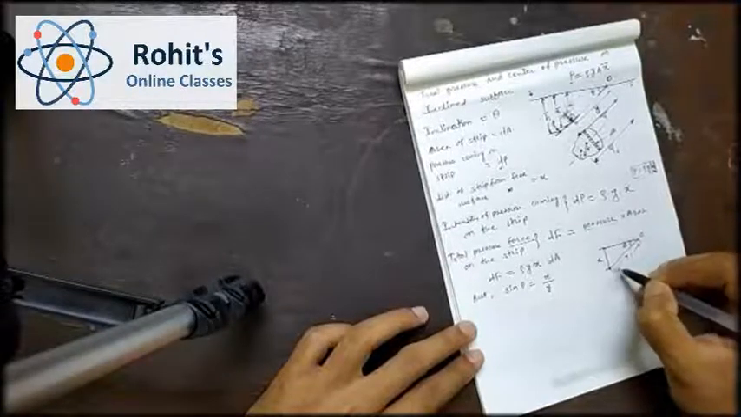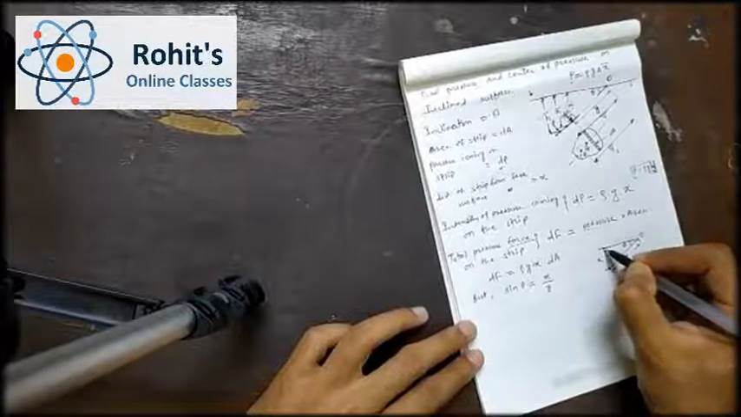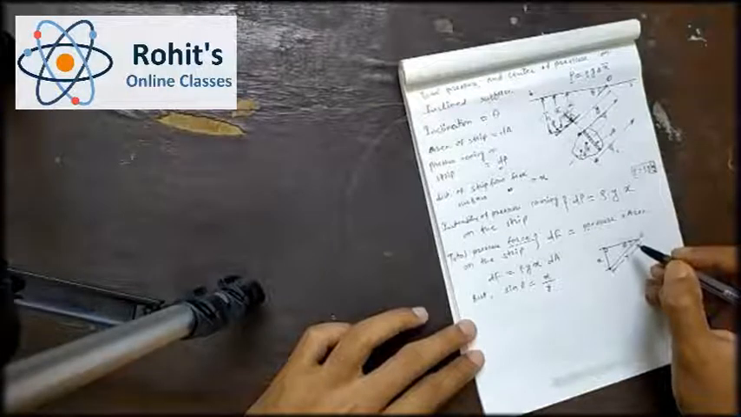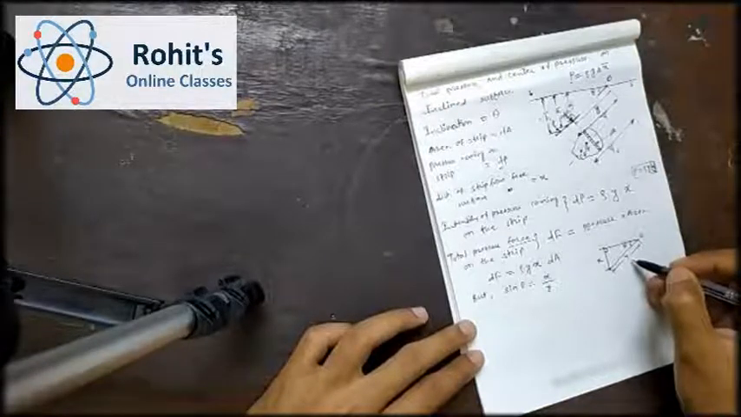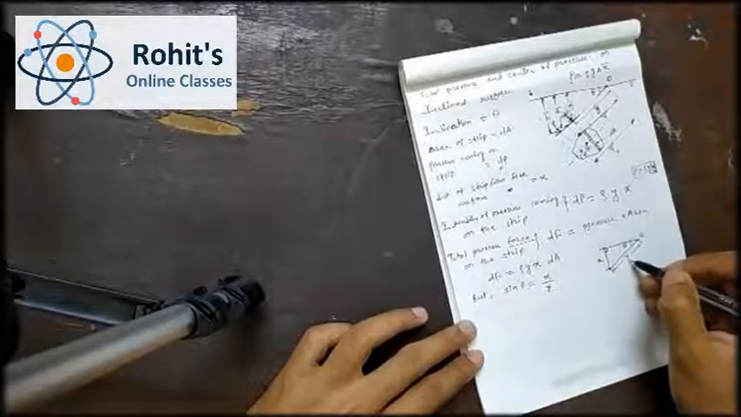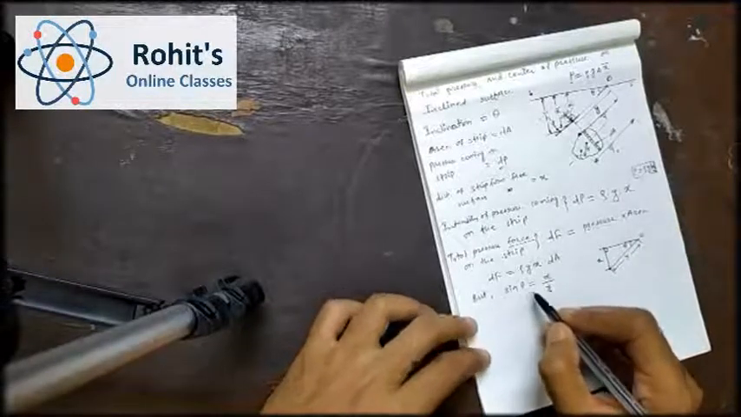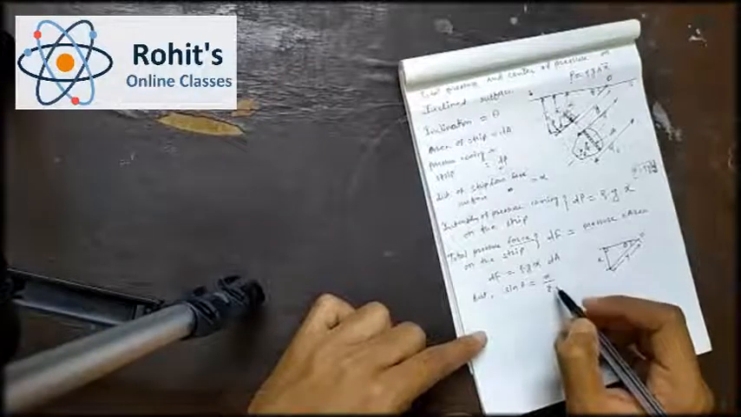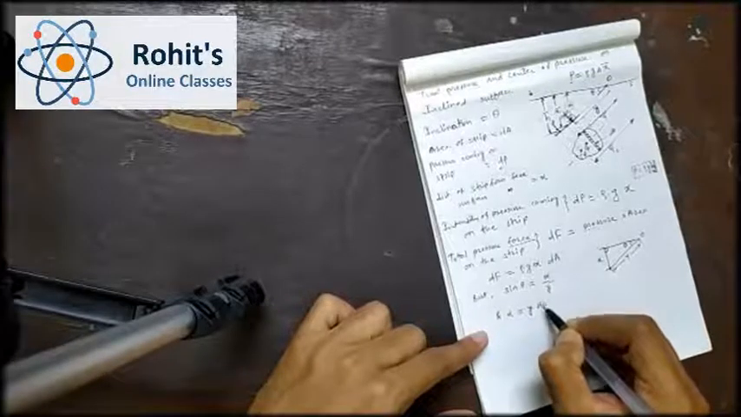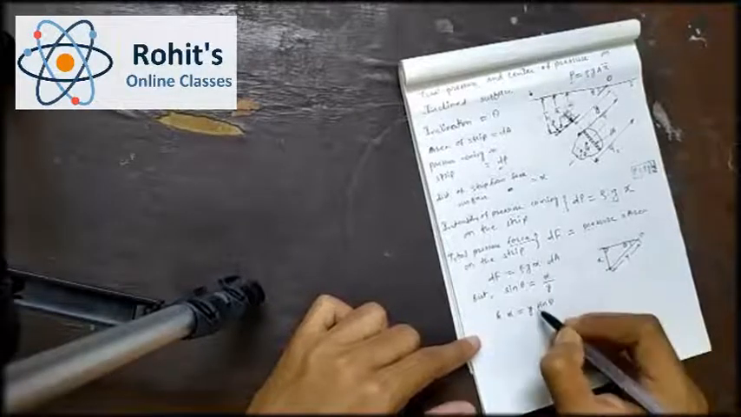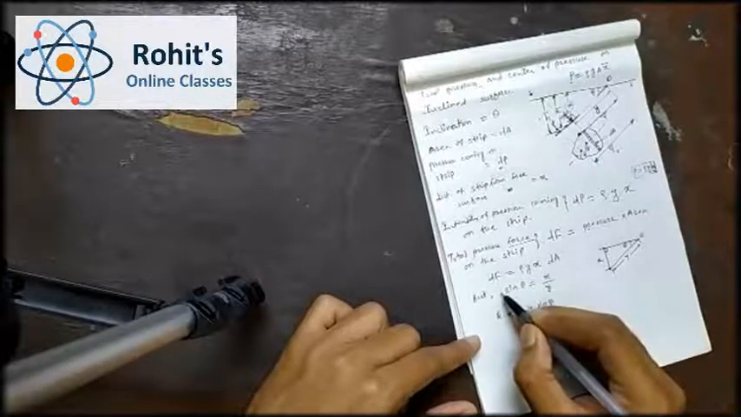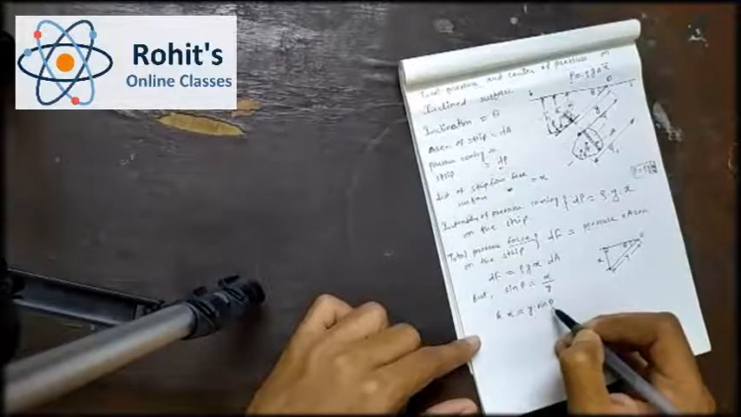So this is a 90 degree or right angle triangle, so we can use the sine theta ratio. Sine theta is opposite side divided by hypotenuse. Opposite of this theta is x, and the hypotenuse of this triangle is y. That's why I can write sine theta is equal to x by y, and x is equal to y sine of theta.